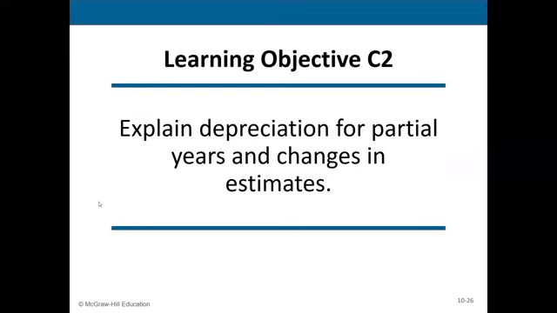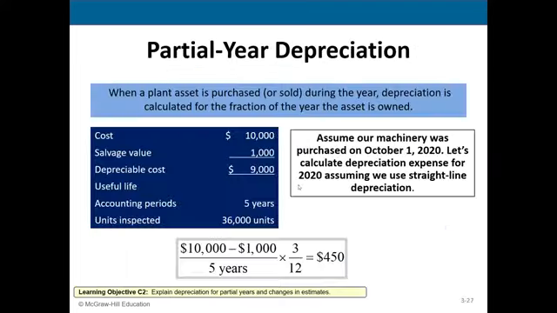Okay, this is what Marlon was talking about earlier. What happens if we purchase a piece of machinery or an asset halfway through the year or a quarter way through the year or whatever? We need to account for what we call partial years. And I'm going to show you what that looks like now.